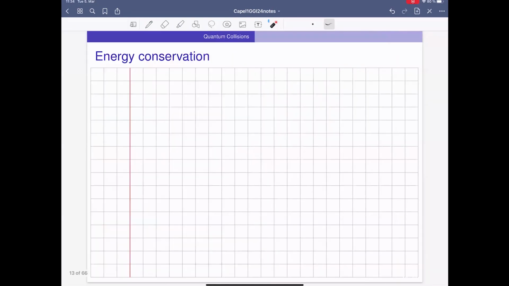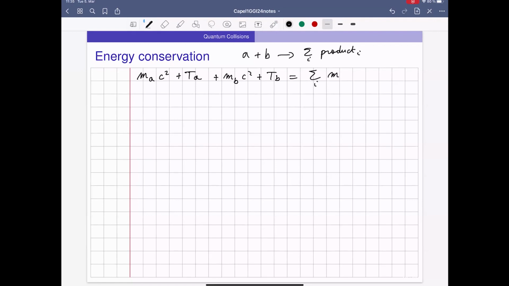So the first thing I want to mention is energy conservation. The total energy should be conserved. So if I come back to this reaction, A plus B goes to a sum of products i. You have a reaction, any kind of reaction, and the energy has to be conserved. That means that the mass energy of A plus the kinetic energy of A plus the mass energy of B plus its kinetic energy has to be equal to the sum of the mass energy of the products plus their kinetic energy.